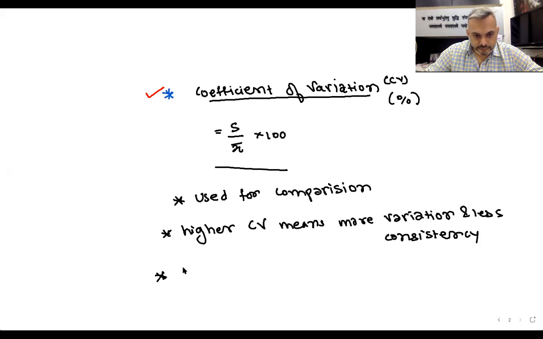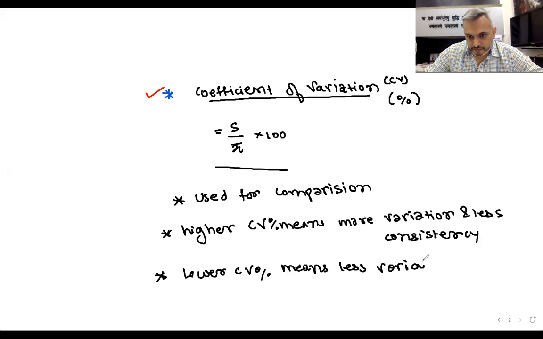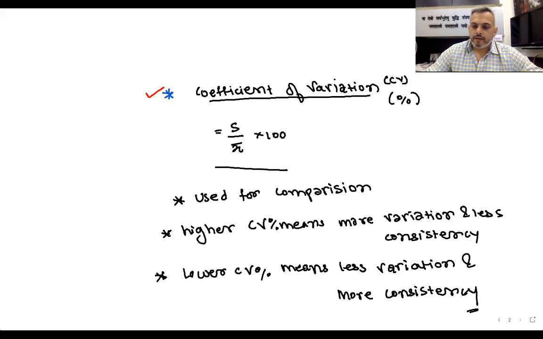And lower coefficient of variation, I write percentage, okay, means less variation and more consistency. I hope you know what is more variation and less variation and more consistency and less consistency. So this is how we have to interpret, and then we have to give our opinion, form some opinion, take some decisions. Okay, that is what we have to do.